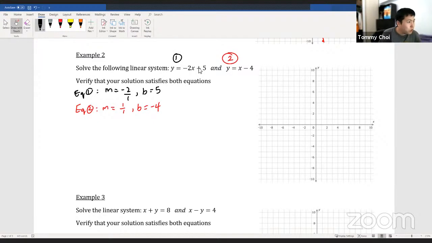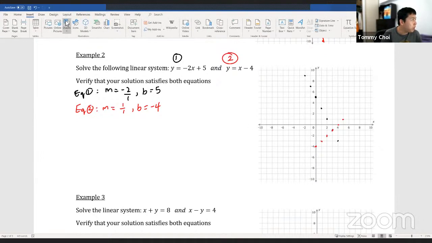Drawing my first equation, we start at y equals 5. The y-intercept is 5. And the slope is negative 2 over 1. So we go down 2, right 1. Down 2, right 1. And we can do that. There's our line. And then we can also do our equation 2, which starts at negative 4. We draw our negative 4 point, and it goes up by 1, right 1, and just like that.